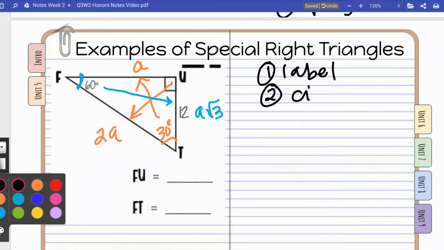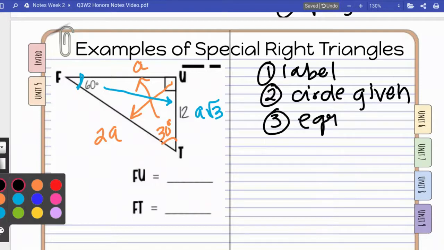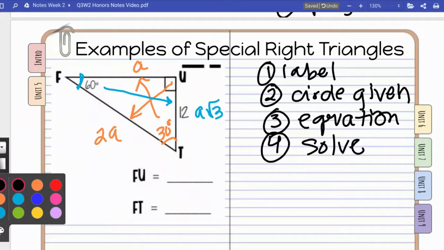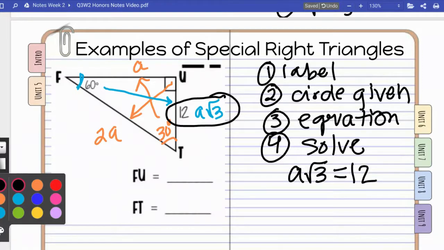Step 2, circle the given. Step 3, set up an equation. Step 4, solve. Okay, so here's my given. My equation is going to be A square roots of 3. A times the square root of 3 equals 12.